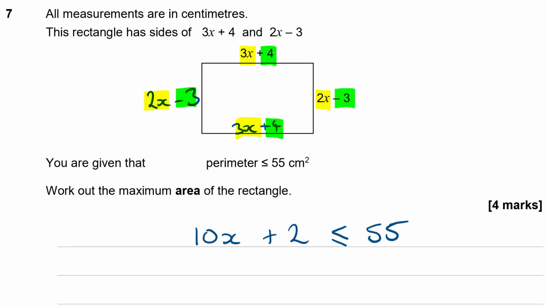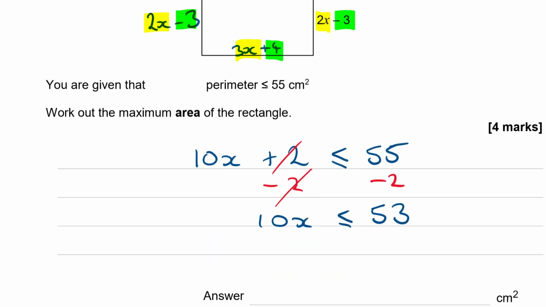Now we can go on and solve this just like we did with the other ones earlier on, trying to get x by itself. So I've got plus 2 there, so I'm going to subtract 2 from both sides to get rid of that part. And it's going to leave me with 10x is less than or equal to 55. Subtract 2 is 53. Dividing both sides by 10, that's going to cancel with that, leaving me with just x. So x is less than or equal to 53 over 10. I'm just going to write that as a decimal, 5.3.